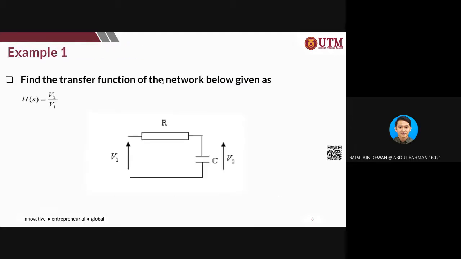Let me see this example one. Find the transfer function of the network below, given as H(s) equals V2 over V1. This is your V1, which can be regarded as the supplied or input voltage. This one you can regard as the output voltage because it is measured across C, and it is taken as V2. The component where we measure our V2 is our capacitor.